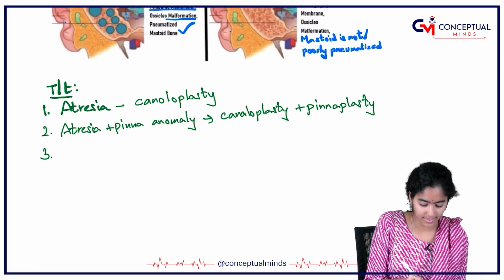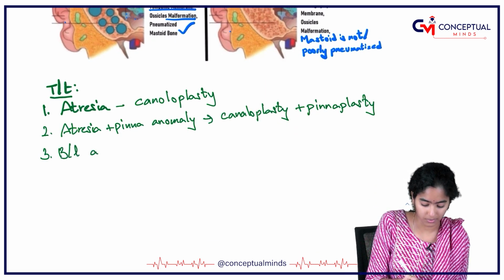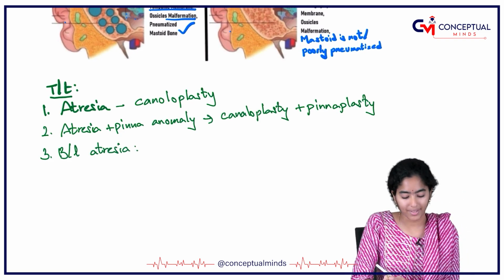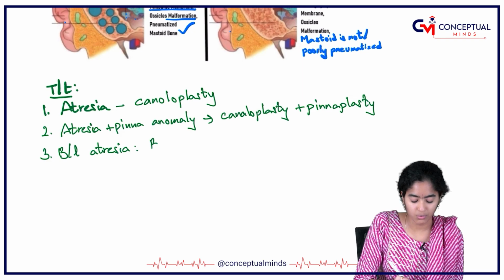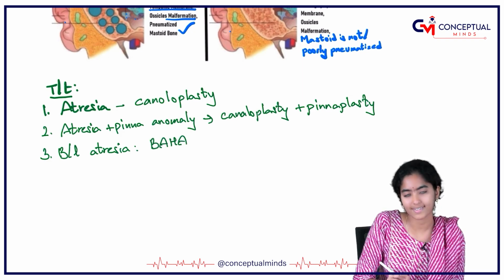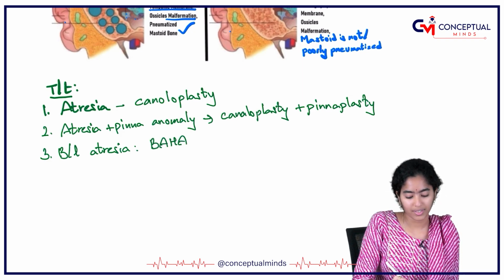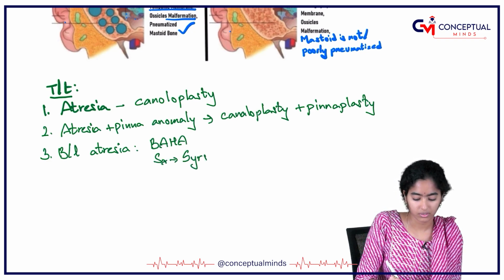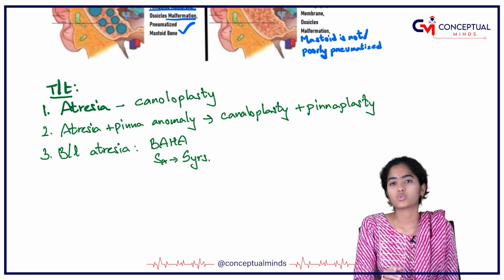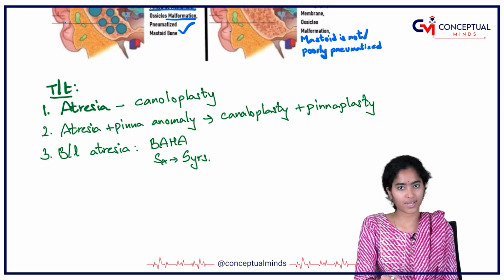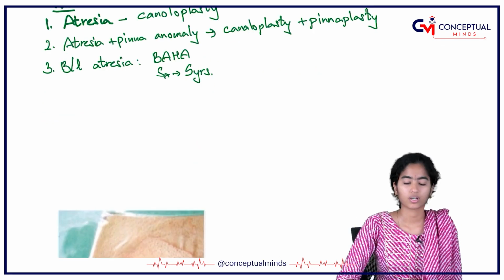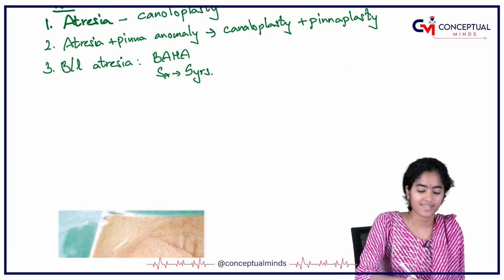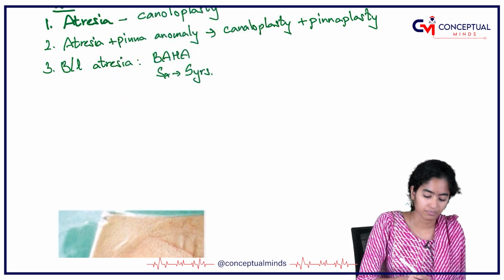In case there is bilateral atresia, now this is going to make the person hearing impaired, and for that we need to use bone anchored hearing aids, BAHA, and surgery can be done around the age of 5 years for the same. So this is all about atresia of external auditory canal. The next congenital anomaly of external auditory canal is coloboma fistula.